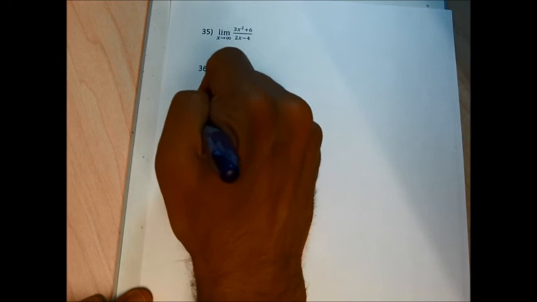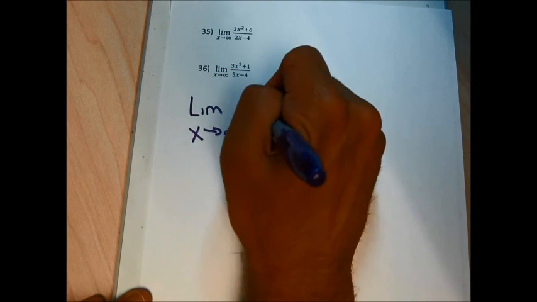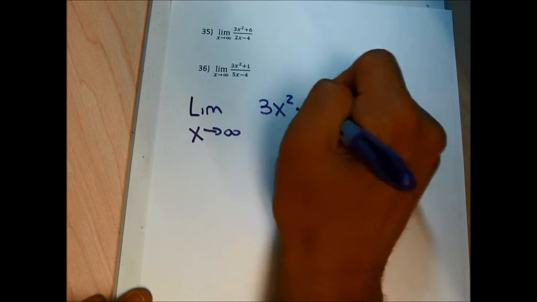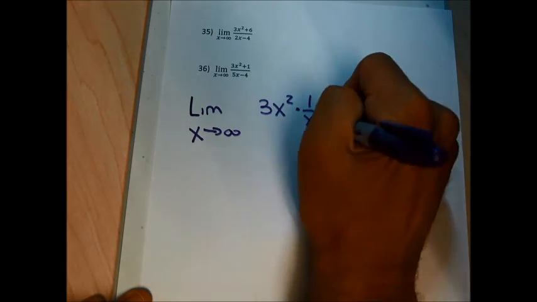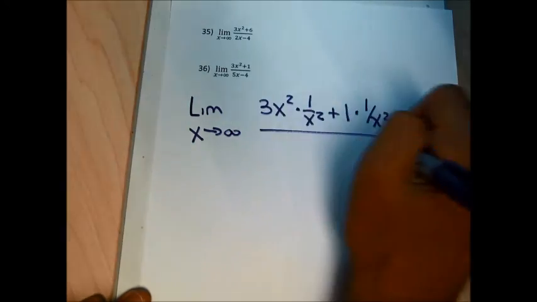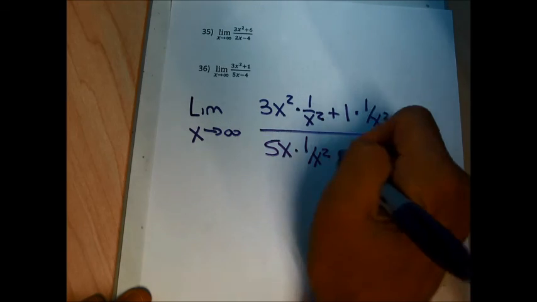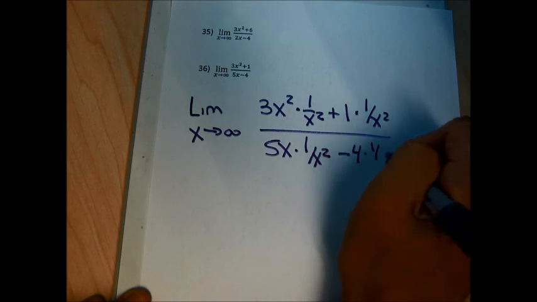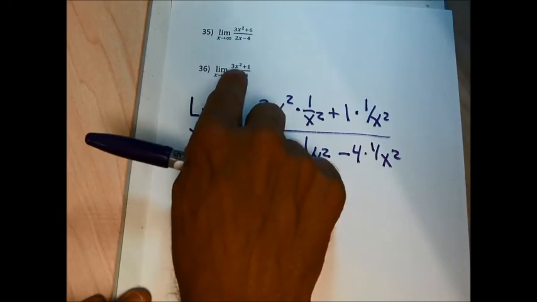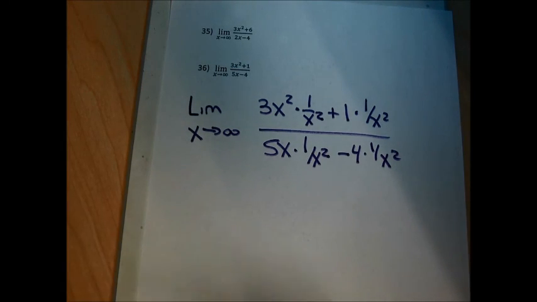36, I'm going to multiply everything by 1 over x squared because that's the highest power of x that occurs. So I'm going to go the limit as x goes to infinity of 3x squared times 1 over x squared plus 1 times 1 over x squared over 5x times 1 over x squared minus 4 times 1 over x squared. The reason I picked x squared, it's the highest power of x. And now I'm going to cancel and figure out what's left.